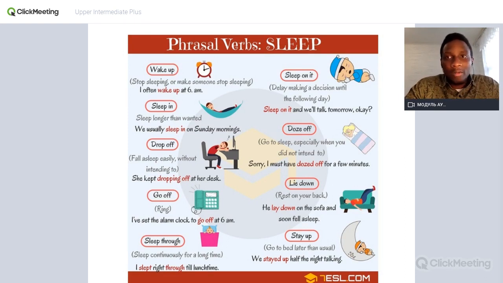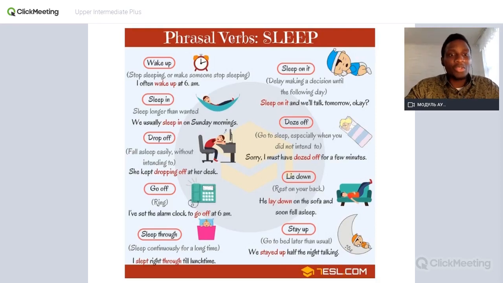And then you have go off. Now, what is go off? It means ring. So as you can see the phone, I have set the alarm clock to go off at 6 a.m. And we have sleep through. It means to sleep continuously for a really long time. I slept right through till lunchtime.